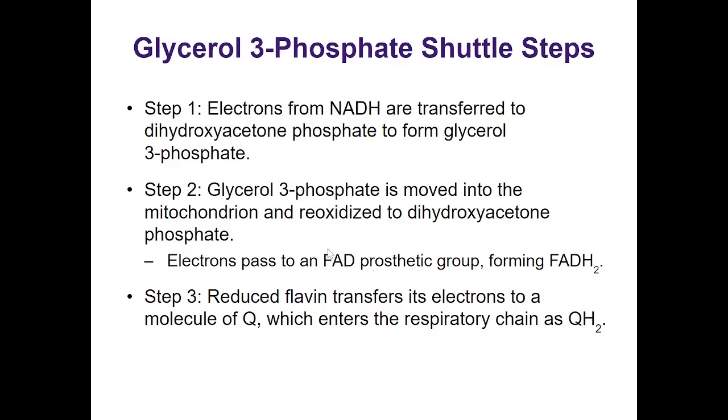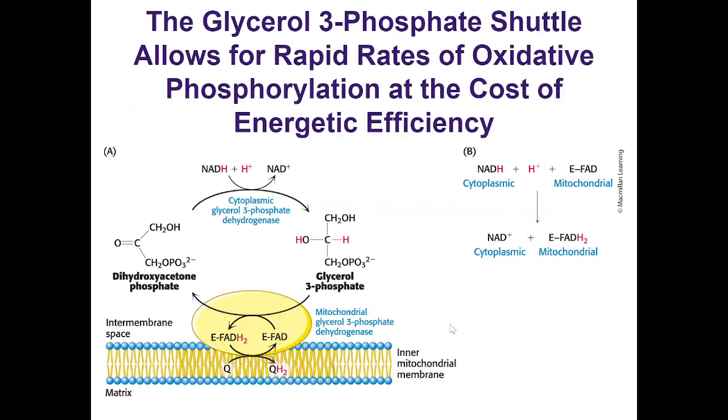So again, we have an FAD prosthetic group, or FADH2. That's why we get the 1.5 ATPs. Step 3: the reduced flavin is going to transfer its electrons to a molecule of Q. This can enter your respiratory chain in your Q pool as QH2. And so, yes, that is that complex 3 that you guys love so much, right? Okay, that you appreciate. So again, this is this whole shuttle, as we're seeing.